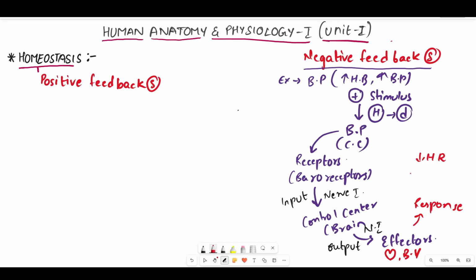Once the heart rate gets decreased, the blood vessels will start to dilate, which causes the blood pressure to decrease. So this will be the response. So once it gets the response, it will be returning to its homeostasis, which is the balance. This is the negative feedback system.